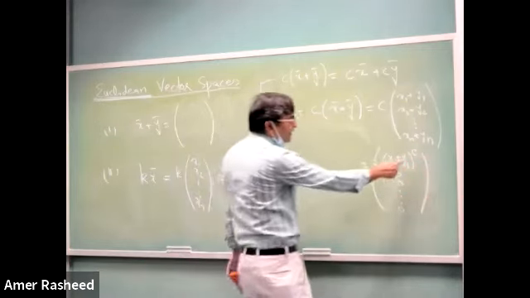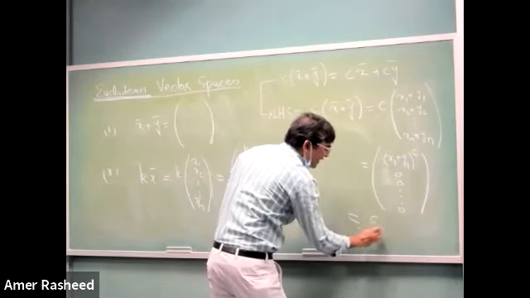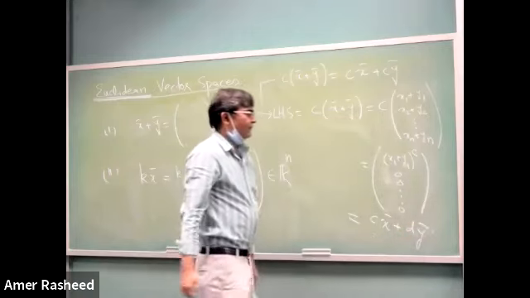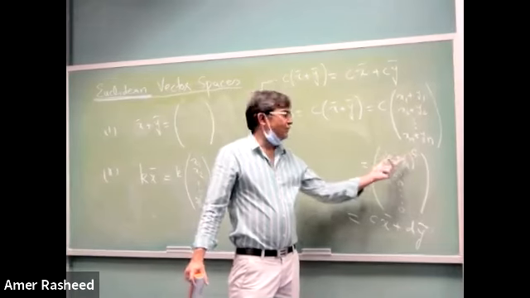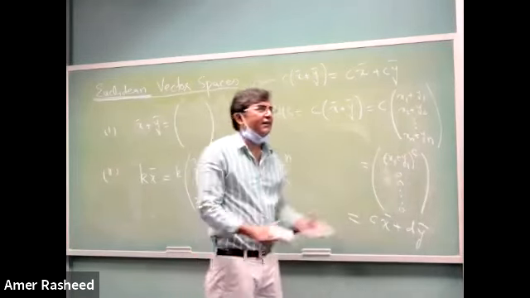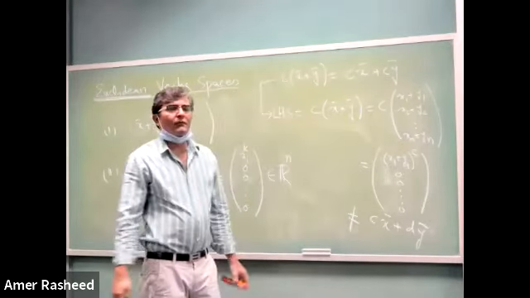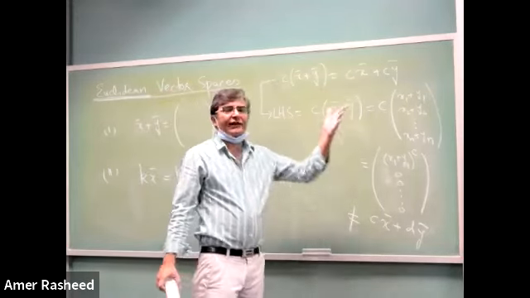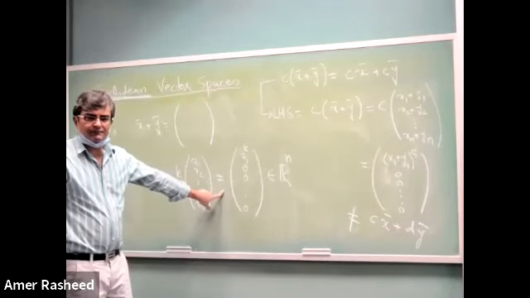Now, can we split this into cx plus dy? Because this is x1 plus y1 to the power c, there is no solution; we cannot split it, we cannot simplify it. So we cannot prove that this is equal to this. It means this property is not satisfied for this scalar multiplication.